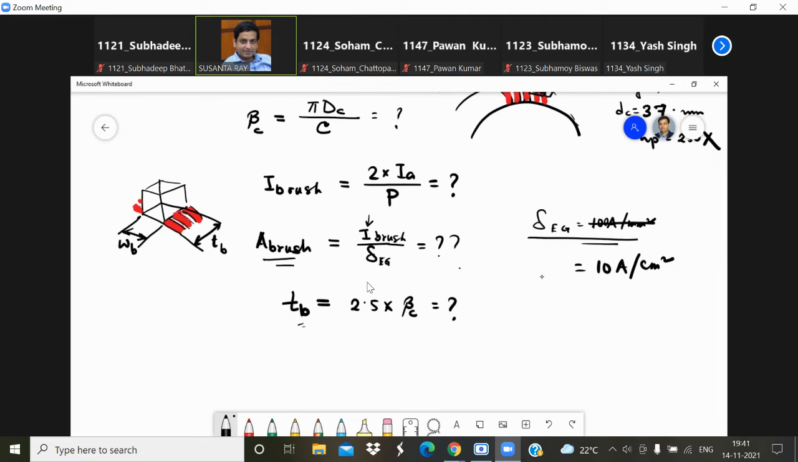If your TB becomes less, then WB, because WB is basically the area of the brush divided by T.